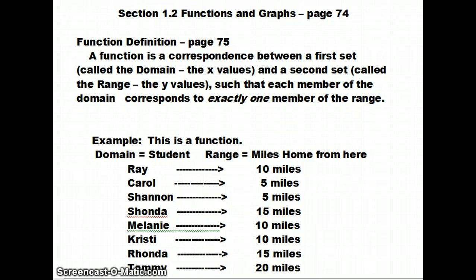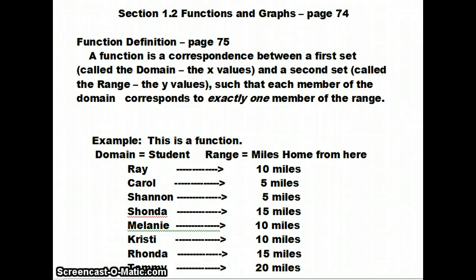correspondence, which is a relationship between a first set, sometimes called the domain, we've usually called it just the x values, and a second set, which is called the range, or we've been calling it the y values, such that each member of the domain corresponds to exactly one member of the range. So, simply stated, it means that for every x, there's only one value of y that it corresponds to.